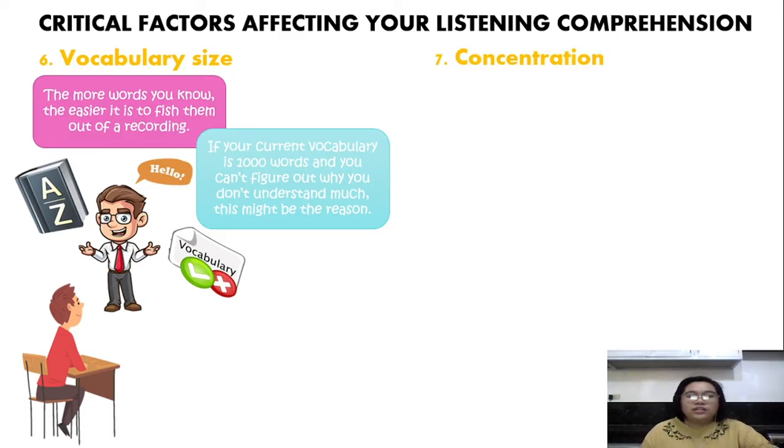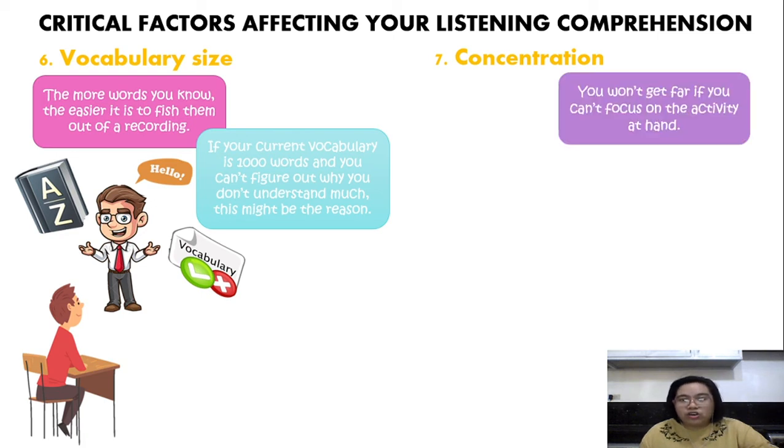Next is the student's concentration. You won't get far if you can't focus on the activity at hand. It is a strong predictor of listening comprehension. Learners' lack of focus greatly affects how they will perceive what they have heard. You cannot pay attention if you are surrounded by noisy seatmates or constantly distracted by loud noises coming from the environment.